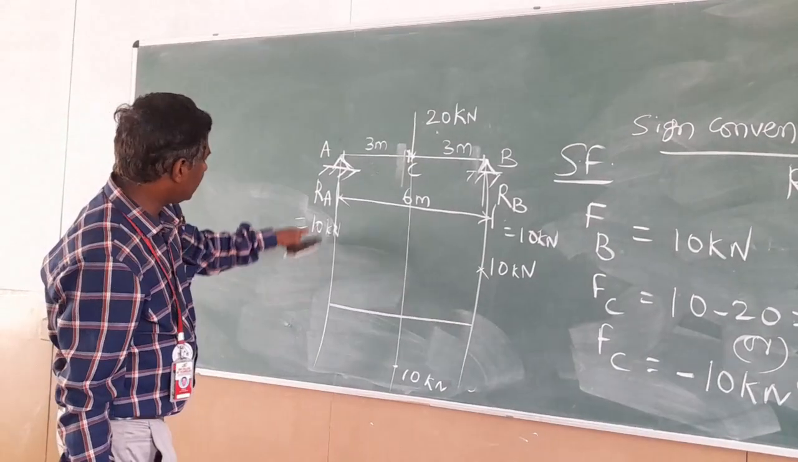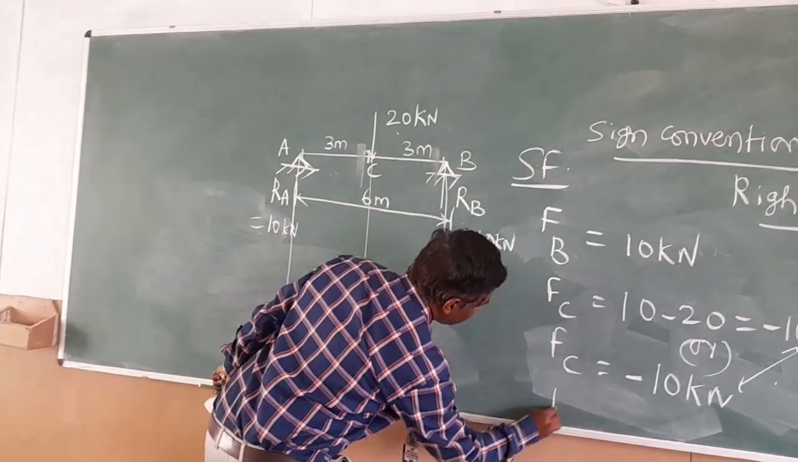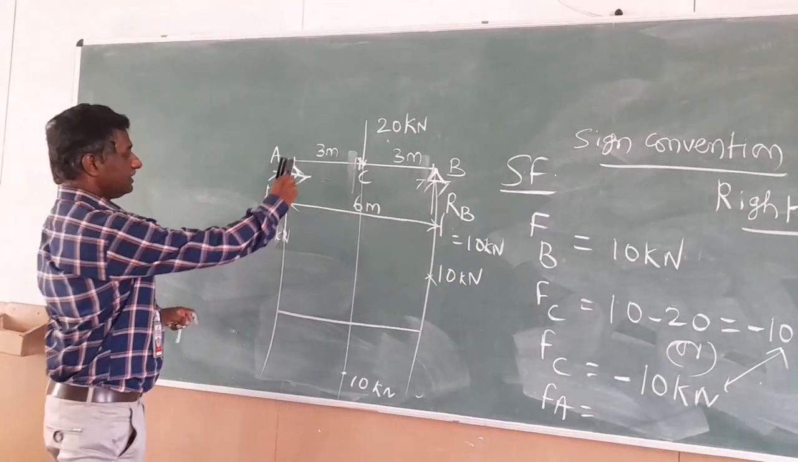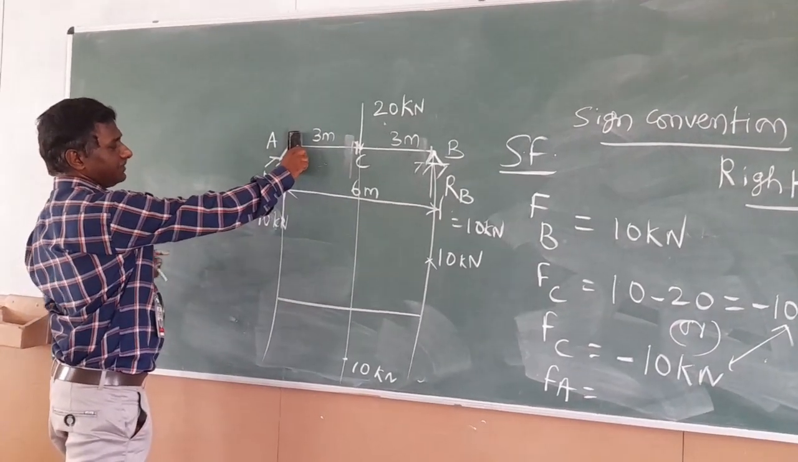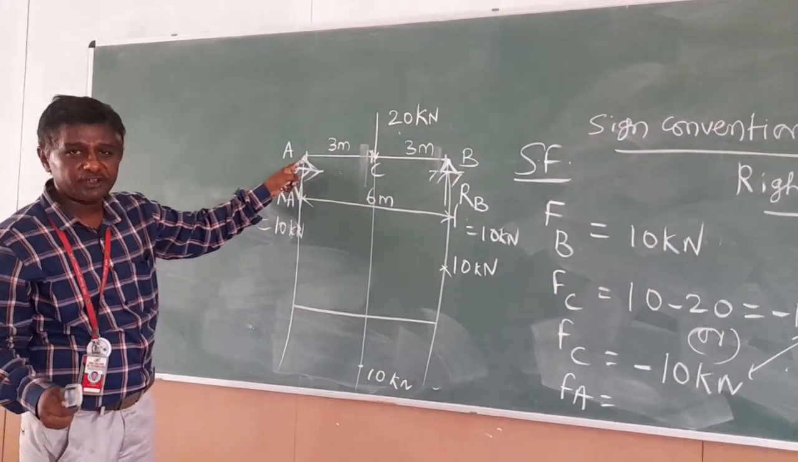And what is FA? FA at A is not yet found. Just take FA here. Okay, just right cancel left. We have only one force, it is RA. It is left up. Left up is negative.